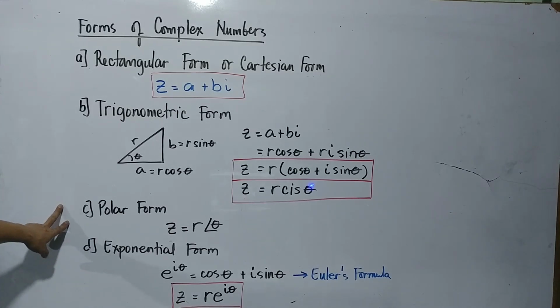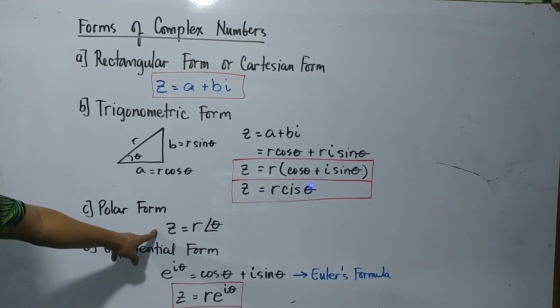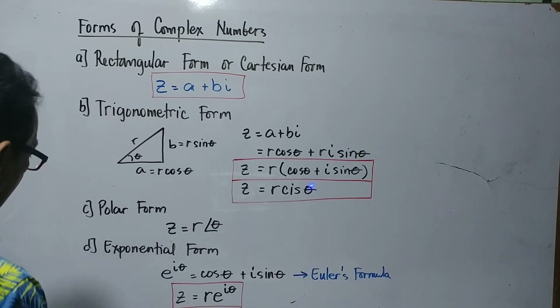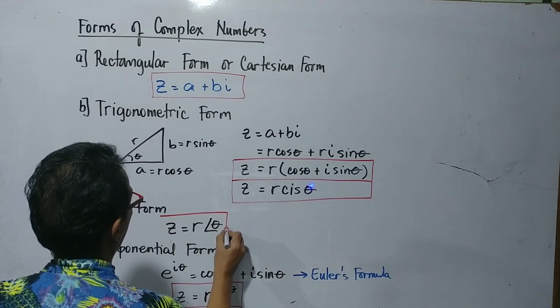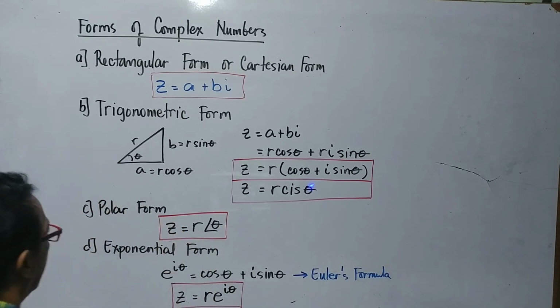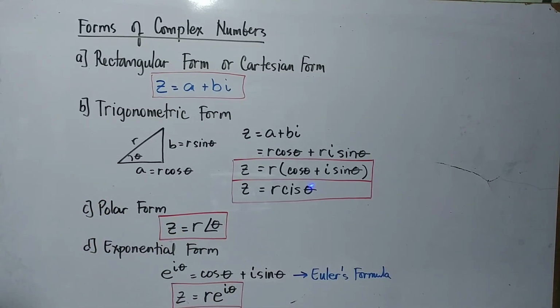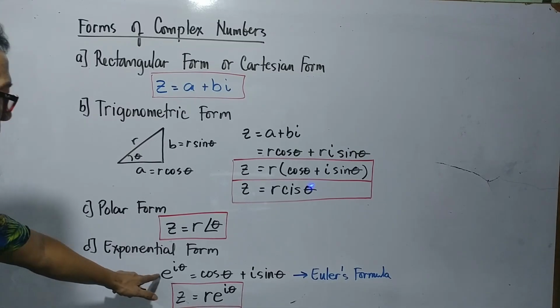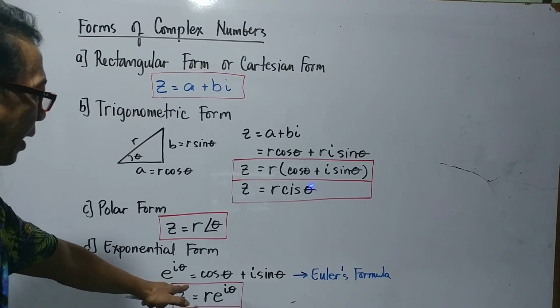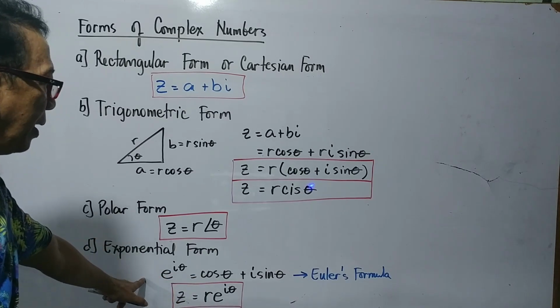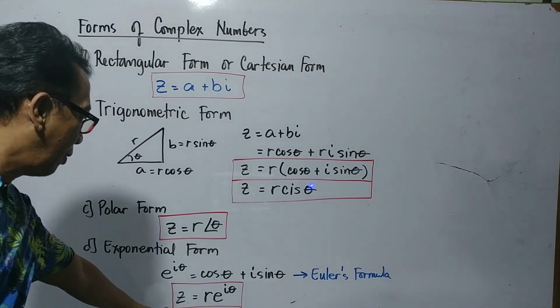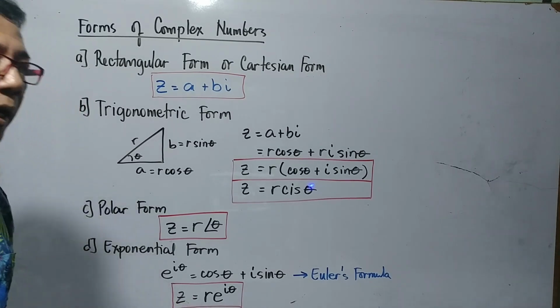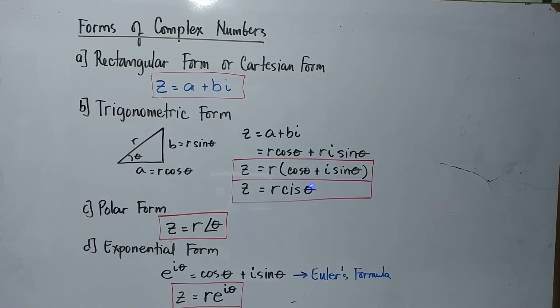For the polar form, we have Z equals r times angle theta. And for the exponential form, we have e to the I theta is equal to cosine theta plus I sine theta. We also call it Euler's formula, or we have now Z is equal to R e to the I theta.